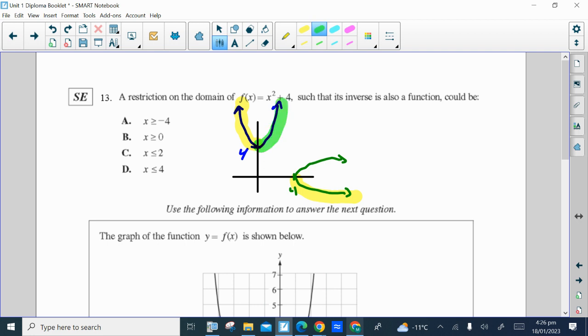take the right side of the original graph only. That would correspond to the top of the inverse only. And that by itself is also a function without the bottom part. So there's two possible answers for this. Either x is greater than or equal to 0, or x is less than or equal to 0. Less than or equal to 0 is not an option. So B is the correct answer.